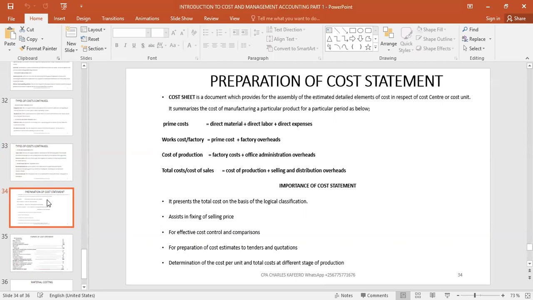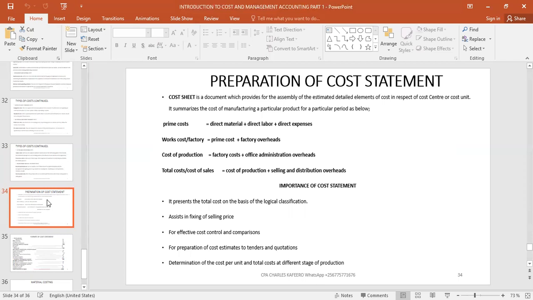So having known the different types of costs, we are going to see how to prepare the cost statement. A cost statement or a cost sheet is a document which provides for the assembly of the estimated detailed elements of cost in respect of the cost unit or cost centers.